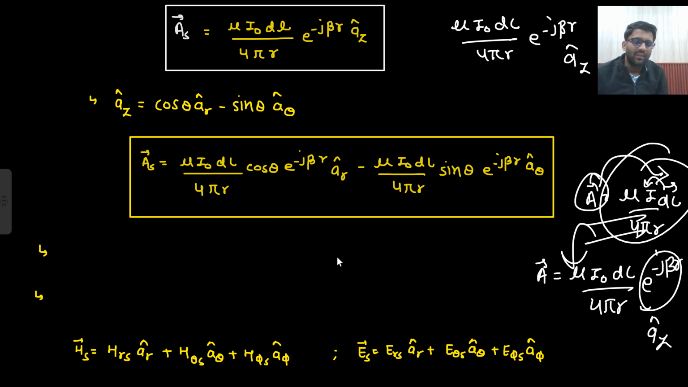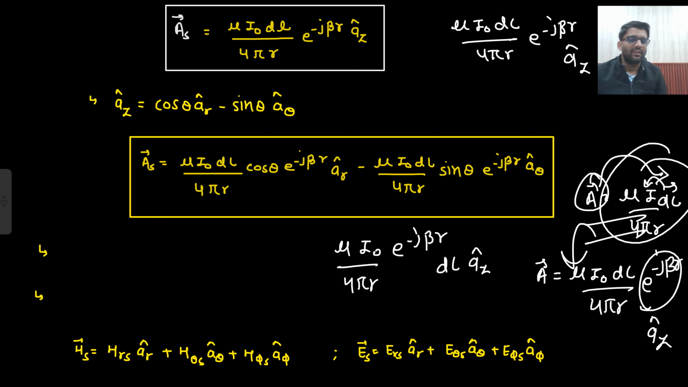Actually, I remember this expression. What do I remember? Mu I dl upon 4 pi r. Now if I am writing for the Hertzian dipole, in place of I I will write I naught e to the power minus j beta r. Then I need to write dl, which is dl only, and then what is the direction? That is az cap. So mu I naught dl upon 4 pi r e to the power minus j beta r.